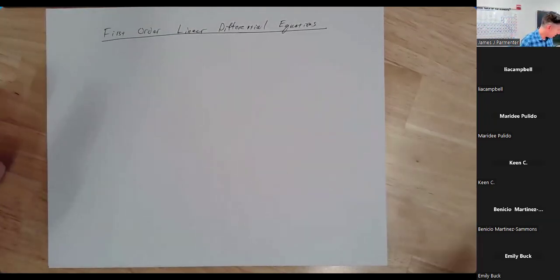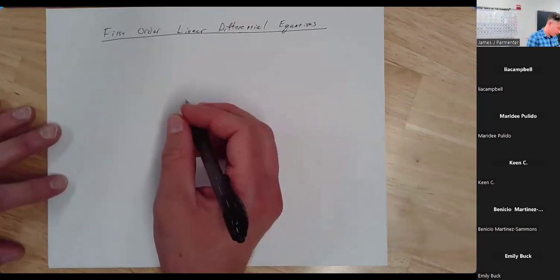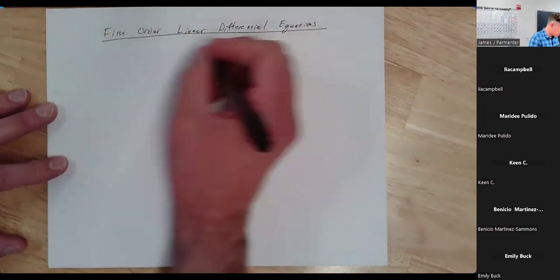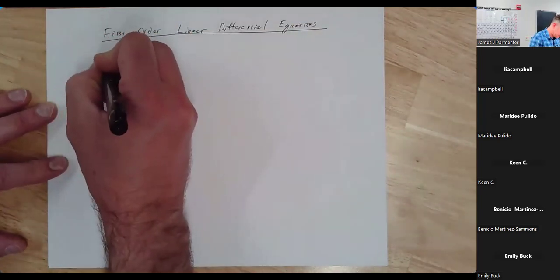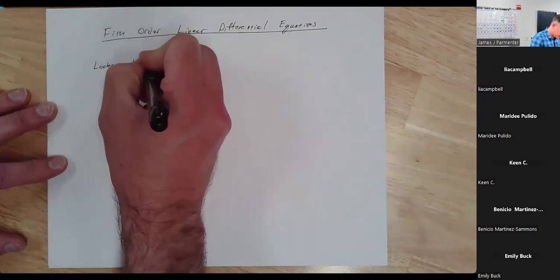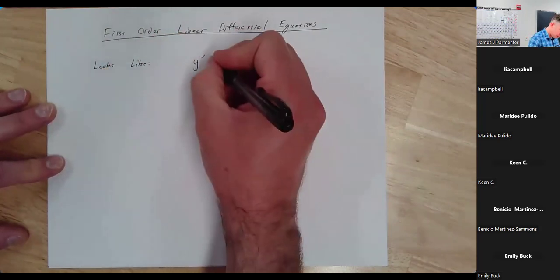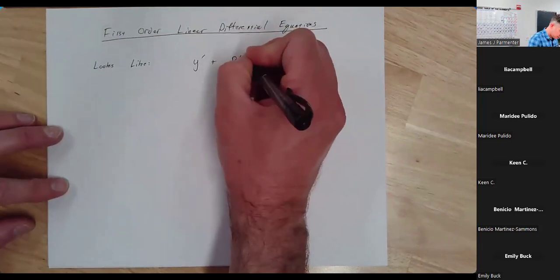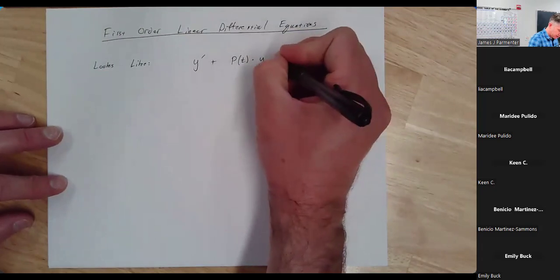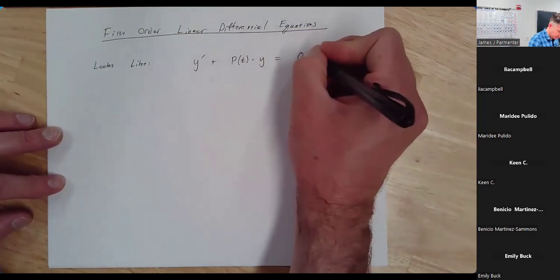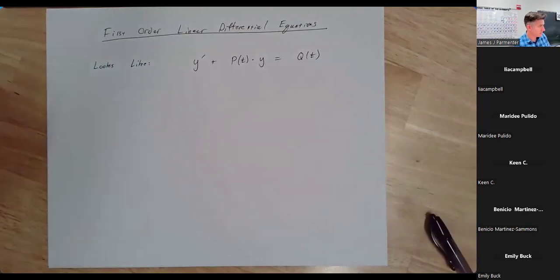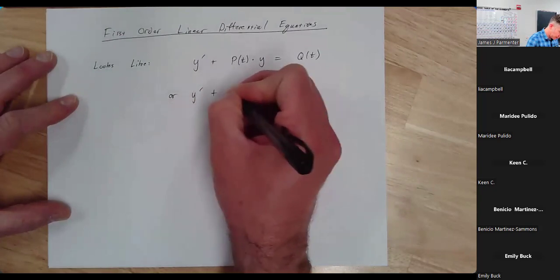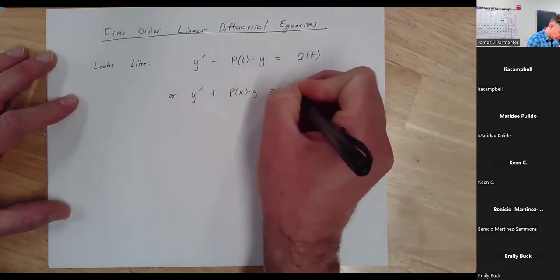Hopefully. So here's the usual setup. A first order linear differential equation looks like this. The derivative of y plus some function of either x or t or whatever your variable is times y equal to some other function of your variable. So y prime plus p of t times y equal to q of t, or if you're using x's, y prime plus p of x times y equal to q of x.